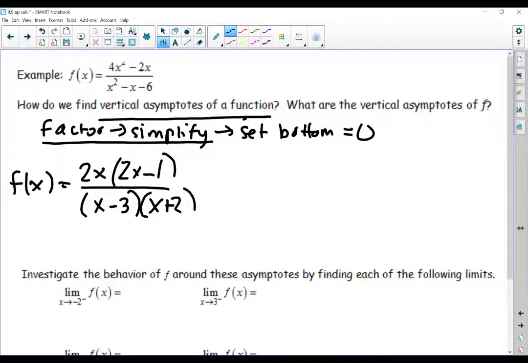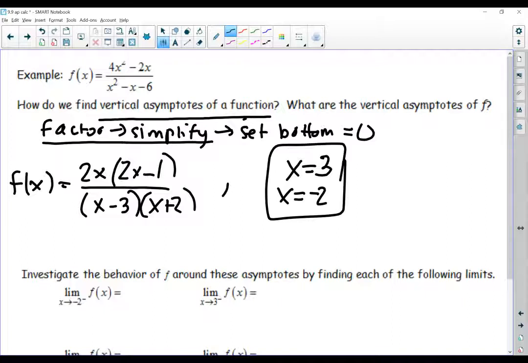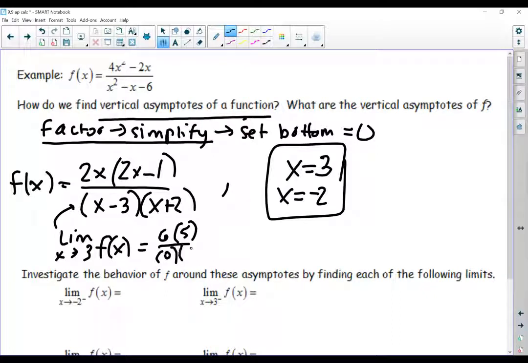Okay, so it factors into this expression. I can see that nothing cancels, which means nothing would be a hole, which means I have 2 vertical asymptotes. I have a vertical asymptote at x equals 3 and a vertical asymptote at x equals -2. So those would be the vertical asymptotes of the graph. Now, that means if I were to find the limit as x approaches, let's say 3, and I plugged it into this original function, I would end up with 6, and I'm using this form just so you know because it's easier for me to do, and then 5, and then 0, and then 5.